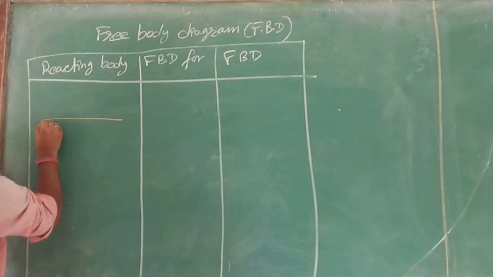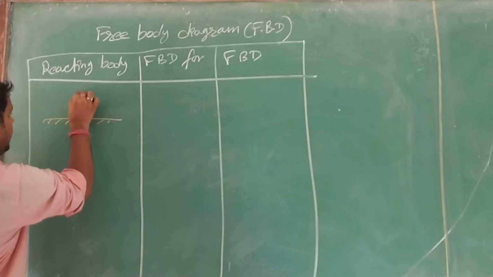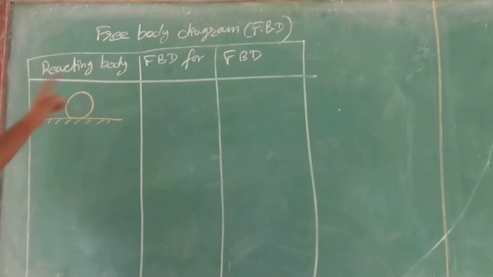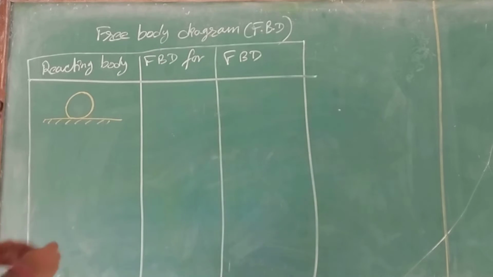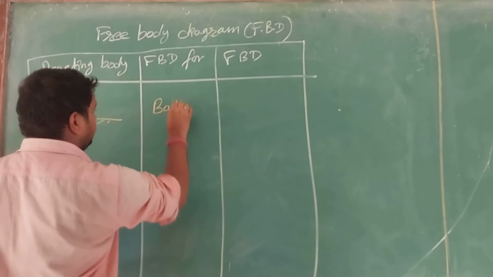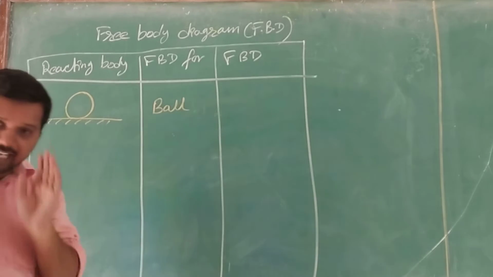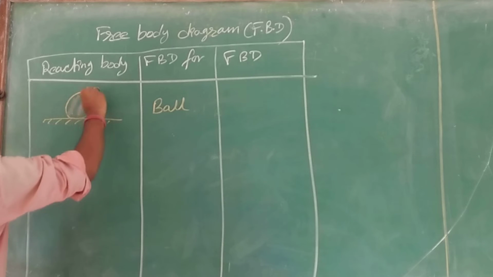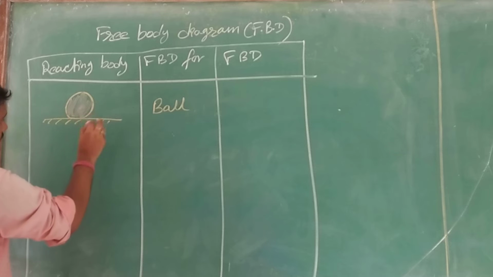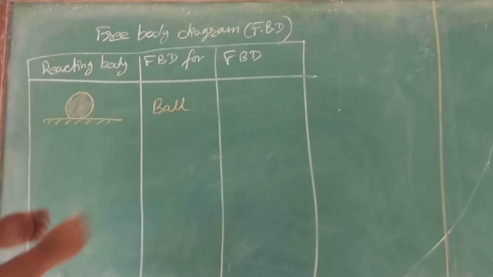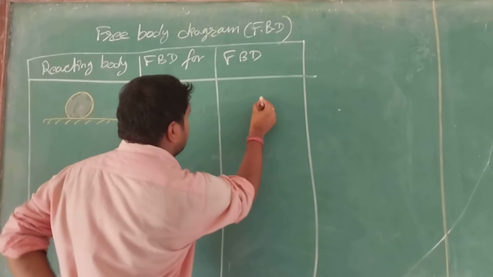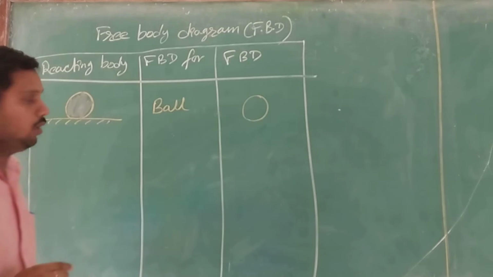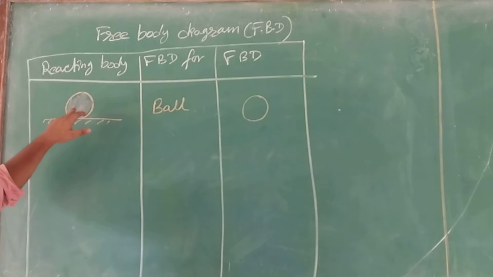So this is my table and this is my ball. I want to find FBD for the ball, which means I should draw the FBD for this ball only, not for the table, but for the ball. So see, this is the ball, because we are drawing FBD for this ball.